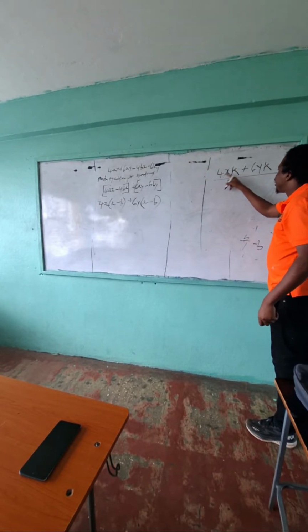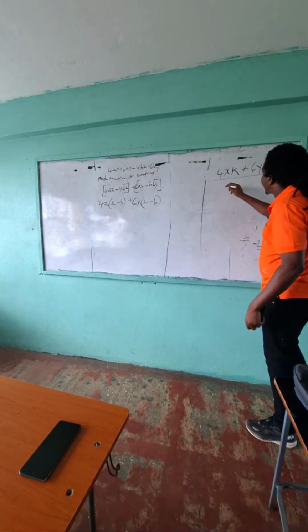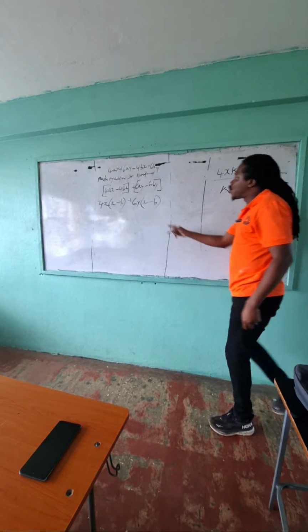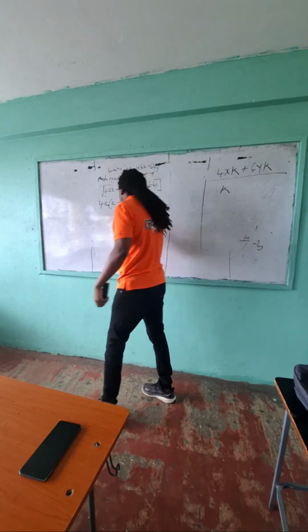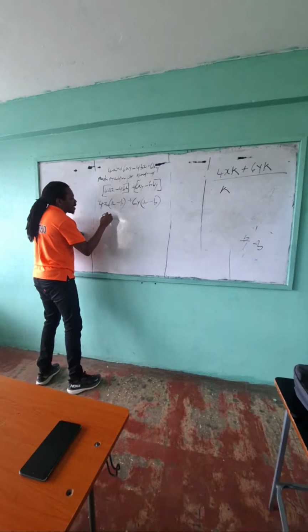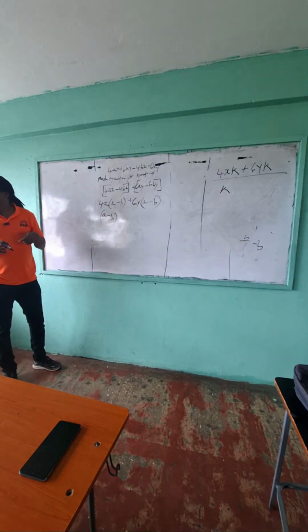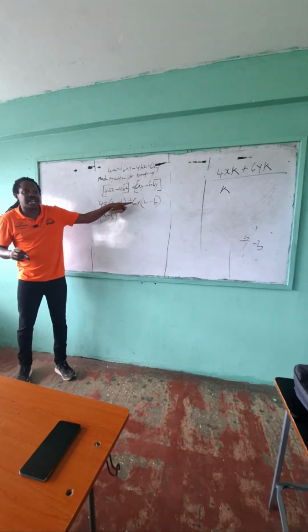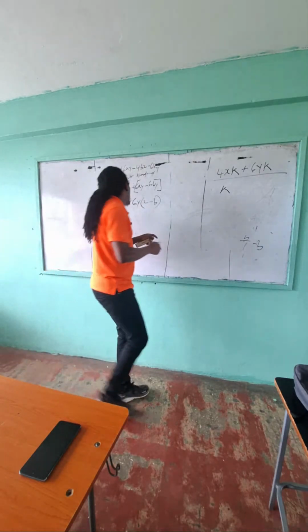What number is common? What letter is common? No letter. So I'm going to say k is common. Everybody see that? So that is what we're doing now. We're just saying A minus B is common. So when A minus B is common, you come and say A minus B is common. Everybody see that? Because A minus B is common to these two terms. And since A minus B is common, now you have to open another bracket.